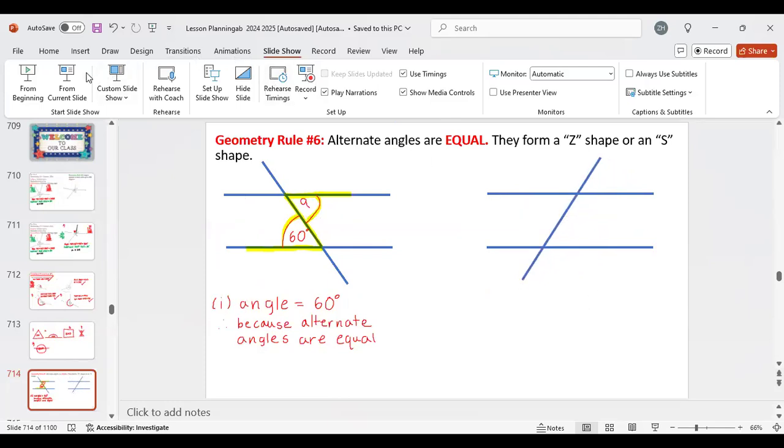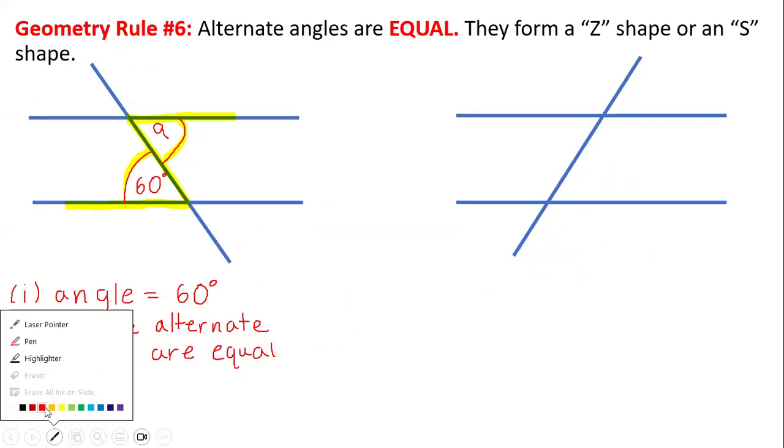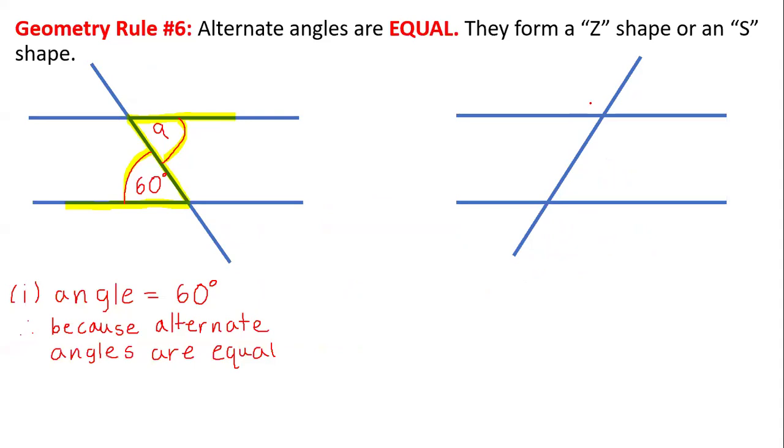So let's say that this is 57 degrees. And this is B. What would be the size of angle B? 57. Angle B would be 57.